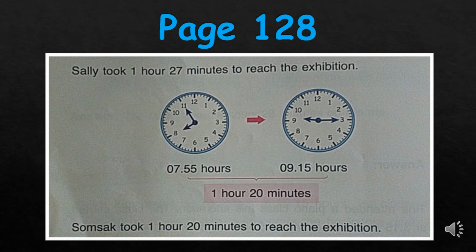So Somsak left at 7:55. Now, if we add 1 hour to that, we are at 8:55. So 8:55, that's 1 hour. And then we just count how many minutes it is from 8:55 to 9:15. That is 5, 10, 15, 20. So 20 minutes. So we know Somsak took 1 hour and 20 minutes to reach the exhibition. And Sally took 1 hour and 27 minutes to reach the exhibition.